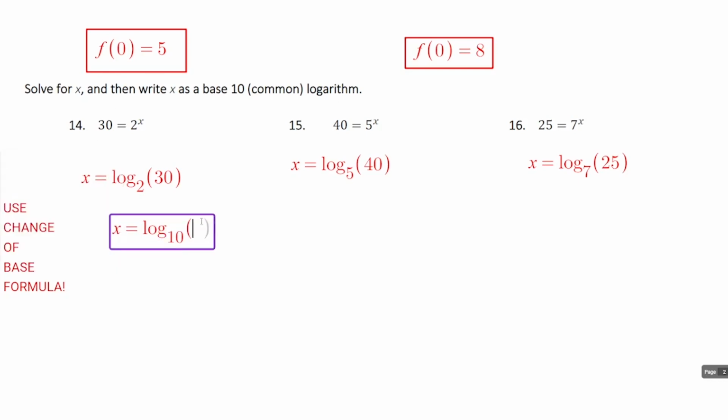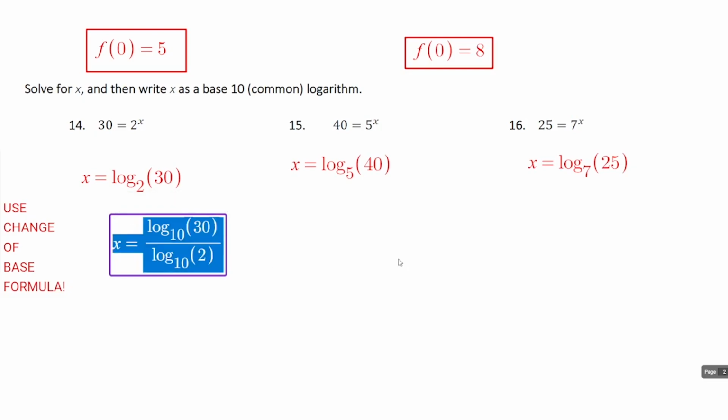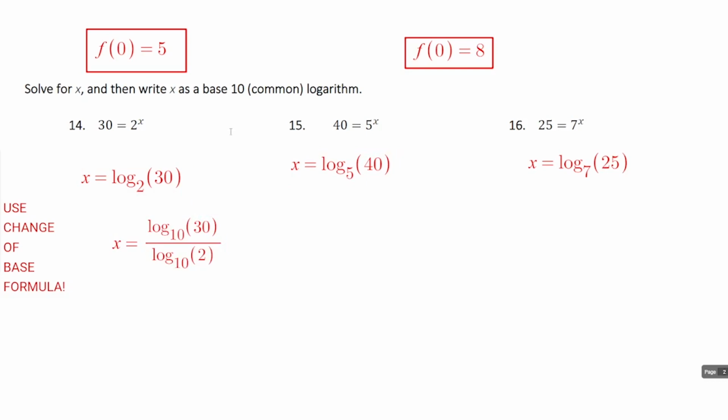If I want log base 10, I would have log base 10 of 30, so whatever is the original argument is going to go in the numerator, and then whatever was the original base will go in the denominator. So we'll have log base 10 of 2 in the denominator, and then we're essentially done. All right, so this format is basically how all these are going to work out.